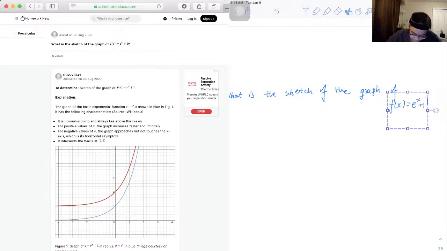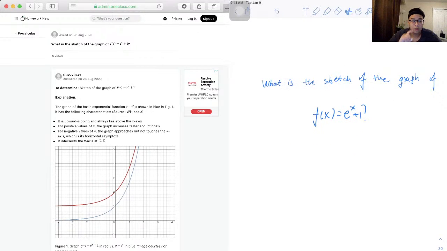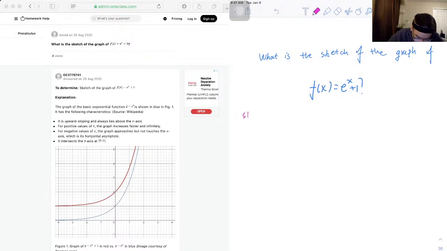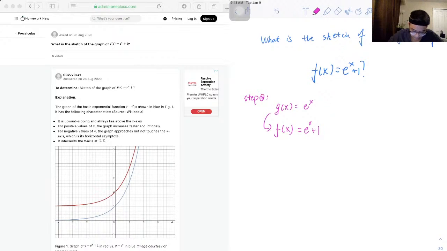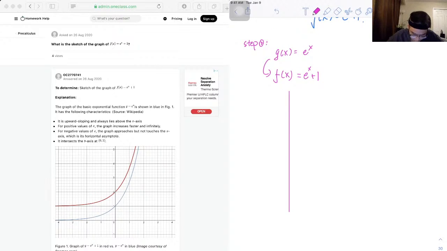Let's move it here. So first, let's say step 1. We need to understand the transformation of it, which means, let's say we have a g(x), which is equal to e to the exponent of x, and after a certain transformation, we will get our f(x), which is equal to e^x plus 1. So first, let's draw a sketch for e^x. So we have something like this.